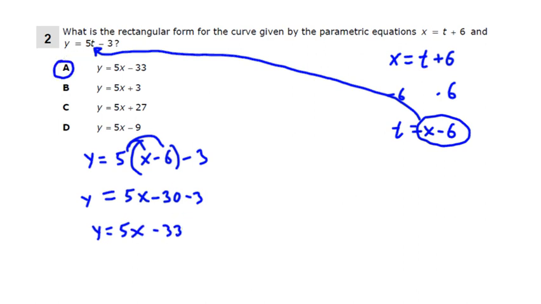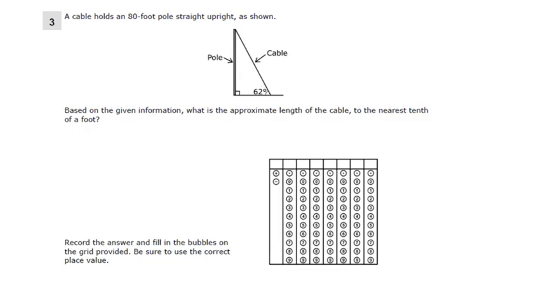Next, 3. The cable holds an 80-foot pole straight upright as shown. So here we have our pole. It's going to be 80 feet in length, 80 feet here. And our cable, that is our unknown. That's what we're trying to find out. Well, the trigonometric ratios, the main ones we use, are sine theta, cosine theta, and tangent theta.